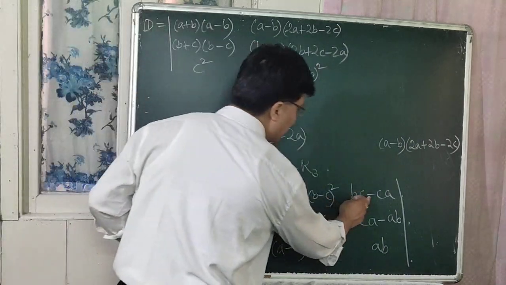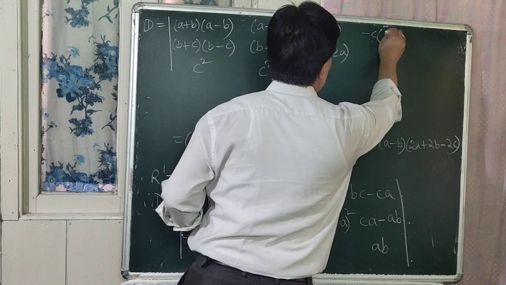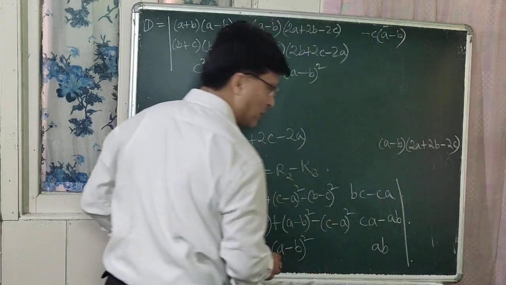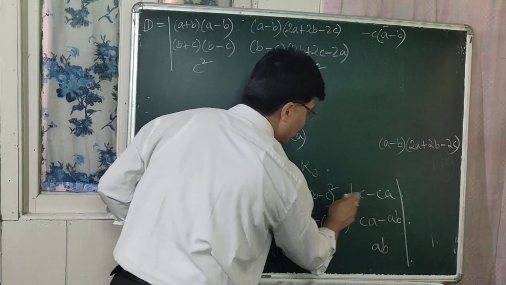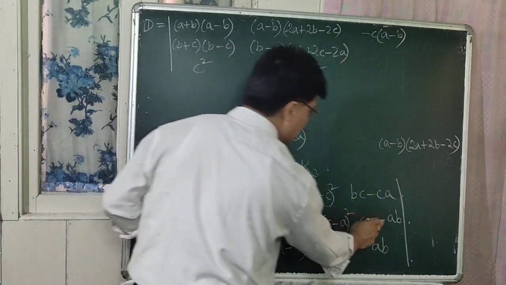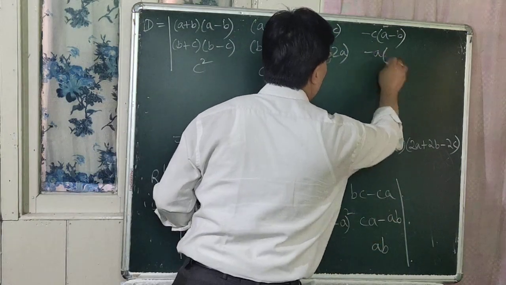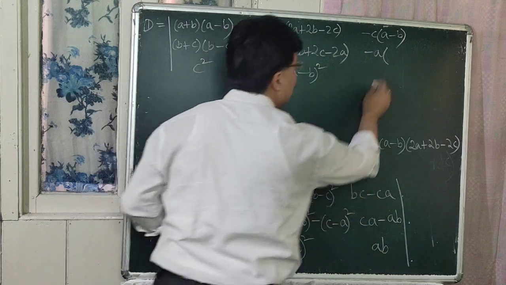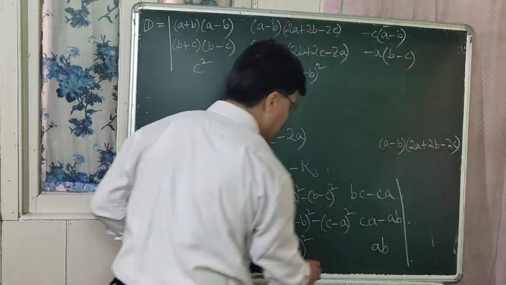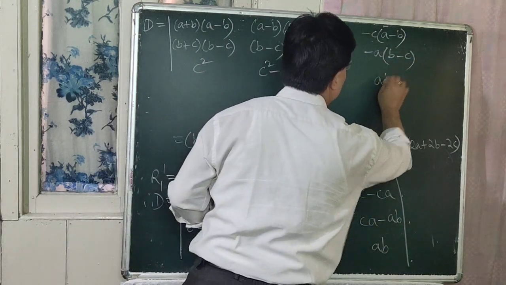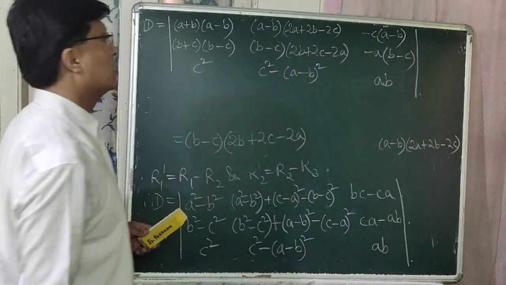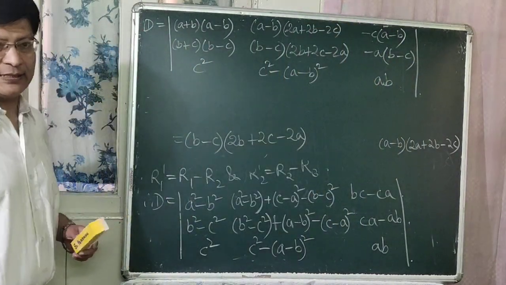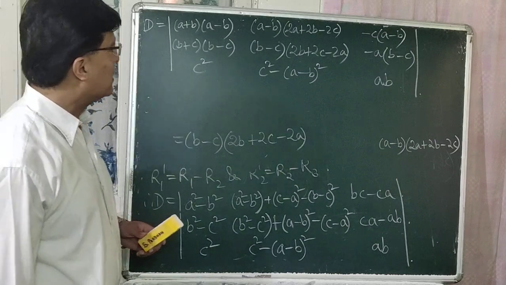So let us take out minus c common. If you take minus c as common, so we have a minus b, isn't it? Minus c is taken common, so a minus b. Next, minus a common. So within bracket, what do we have? b minus c. So it is b minus c. And then ab is kept same. So this is the determinant. Is it clear now?